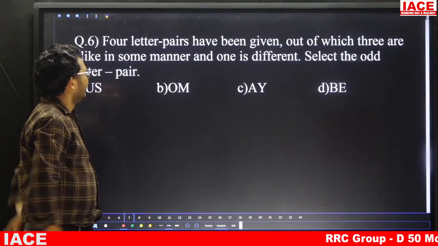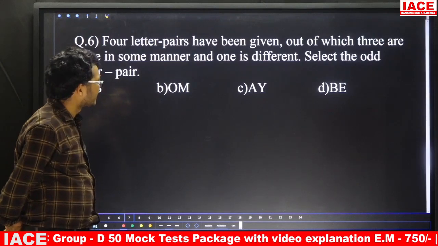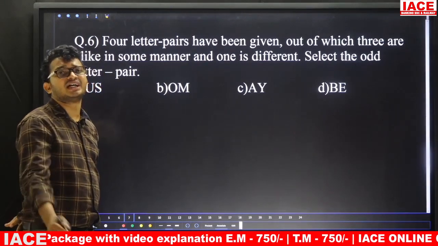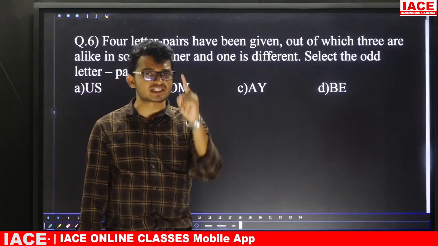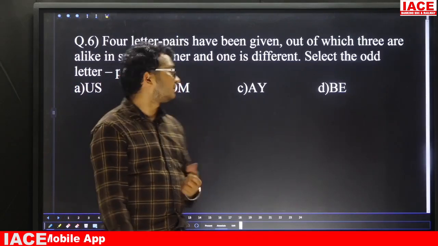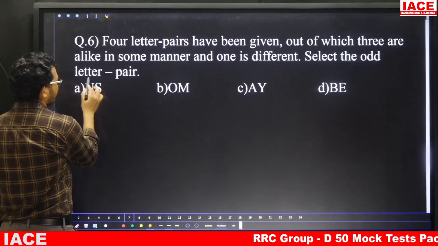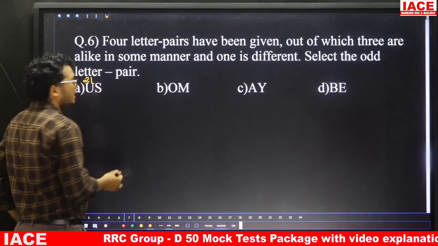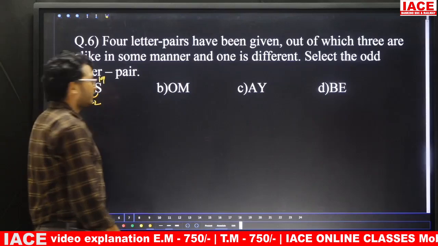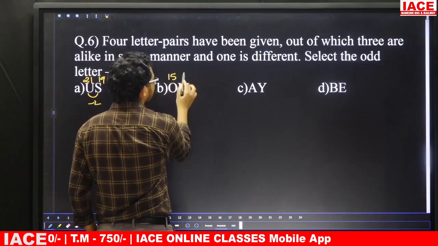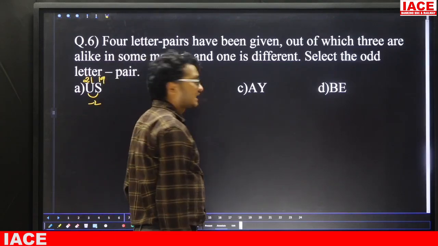Question number 6. 4 letter pairs have been given, out of which 3 are alike in some manner and 1 is different. So select the different one. Out of the given 4 options, 3 are the same and 1 is different. Suppose, friends, once observe here: first letter is U, U's position value is 21, S's position value is 19. This is minus 2. Friends, next, O's position value is 15, M's position value is 13. Here also minus 2. First letter minus 2 equals second letter.